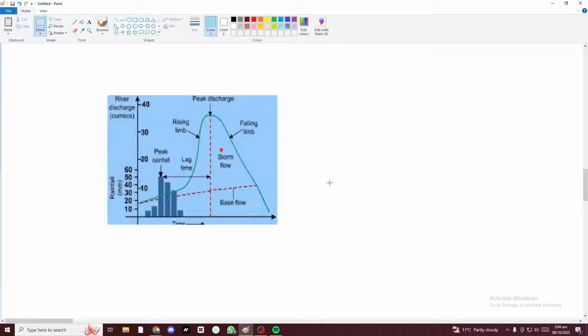The storm hydrograph is used to show variations of river discharge over a short time period. This graph includes both discharge and rainfall on the y-axis. I'll just keep note of that. Okay, so here we have a storm hydrograph. So the discharge rate is measured in cumecs, which is meters cubed per second. That's the unit of discharge.